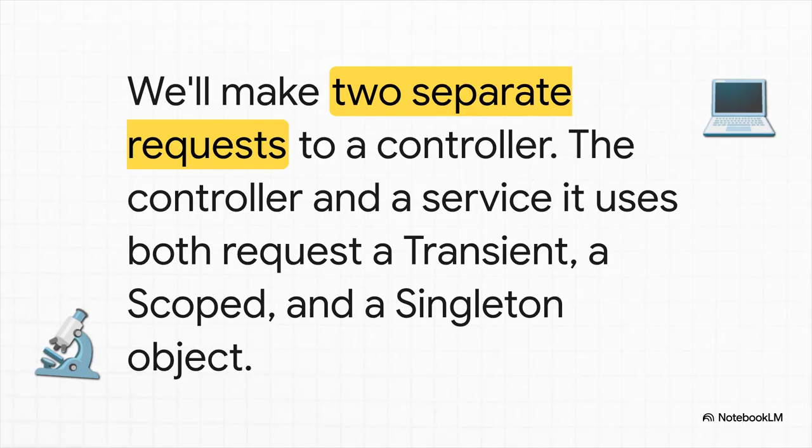So here's the setup. It's simple. We've got a controller, and that controller depends on another service. Now, inside a single web request, both the controller and that inner service are going to ask for one of each object: one transient, one scoped, and one singleton. We're going to hit this controller twice and just watch what happens to their IDs.